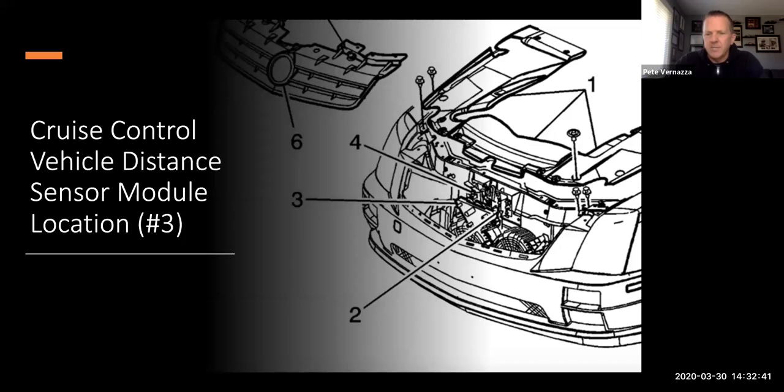There's the location of it. It's right in the front of the car. This is off of a Cadillac CT6. But again, just right in the front there, it sits right behind the Cadillac emblem. Location number 3.